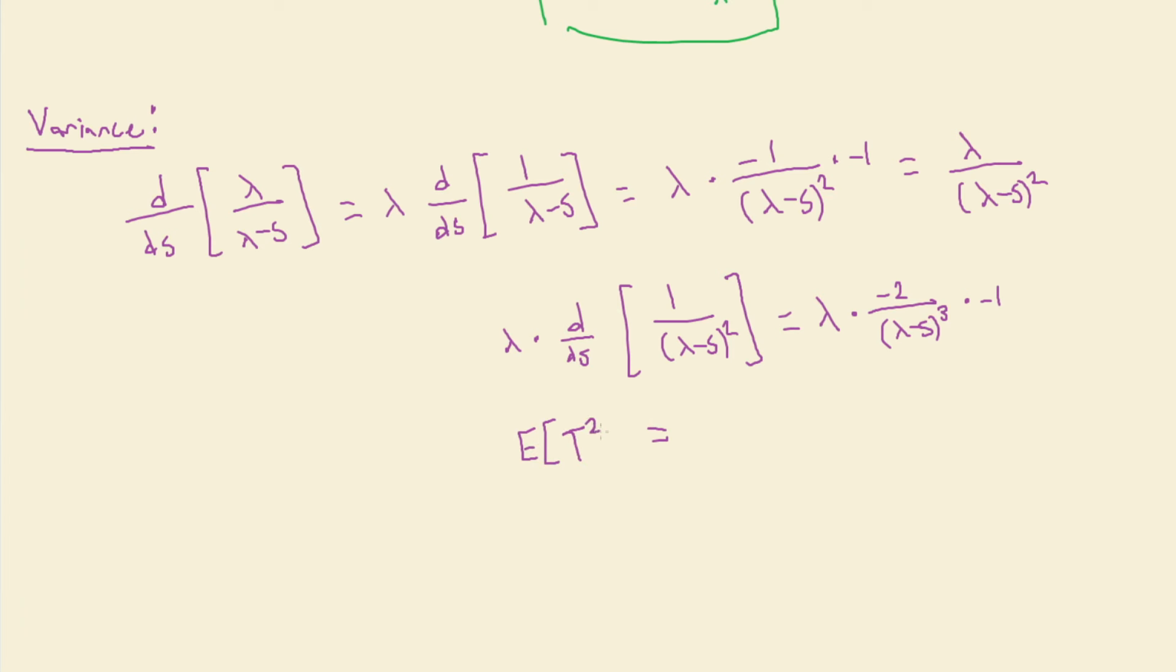And so we get for our second moment, the expected value of t squared here, this is going to be equal to, let's see, the negatives would cancel, and we get 2 lambda, and then we'd evaluate this at s is equal to 0. So we have 2 lambda in the numerator, and then we're evaluating at s is equal to 0, so this becomes lambda cubed, and we get 2 over lambda squared. That's our second moment.